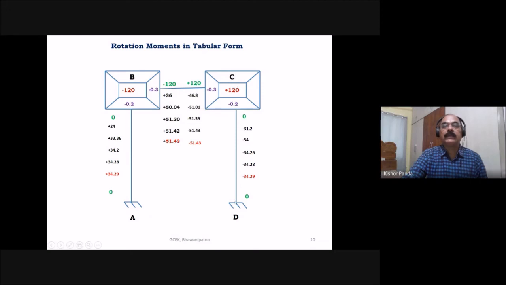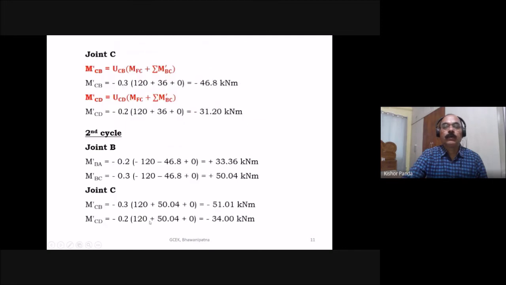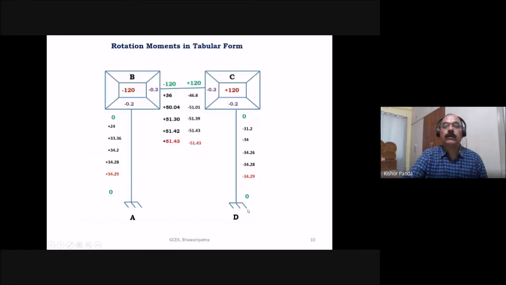Similarly, find out M dash CD. M dash CD is equal to UCD into MFC plus the sum of the far end rotation moment. So M dash CD is equal to minus 0.2 into 120 plus 50.04 plus 0. So this is equal to minus 34 kilonewton meter. The second value you got in the second cycle.